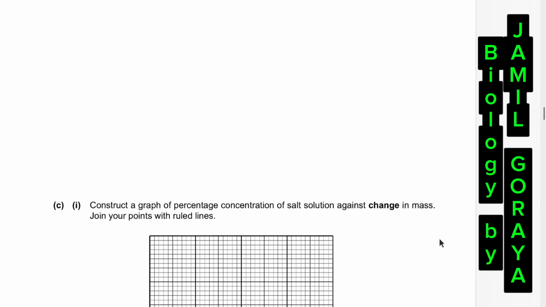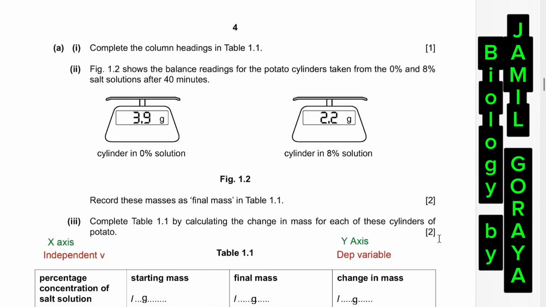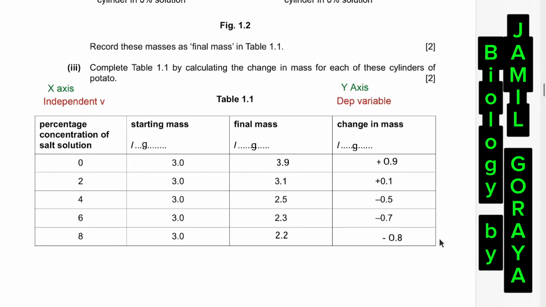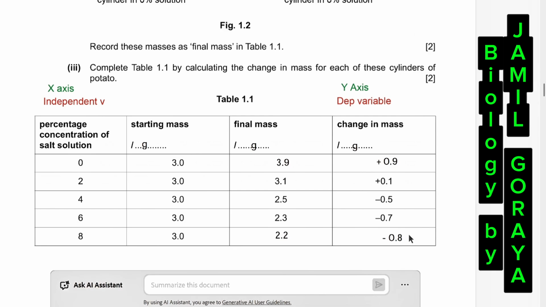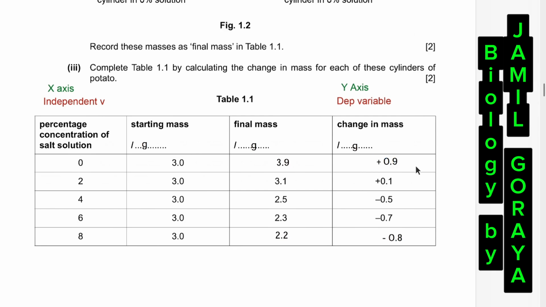If we see readings on the y-axis, the dependent variable, they are in negative and positive. So we have to make a scale of both. In positive, it is till 0.9. In negative, it is till 0.8. So let's see how to make this.